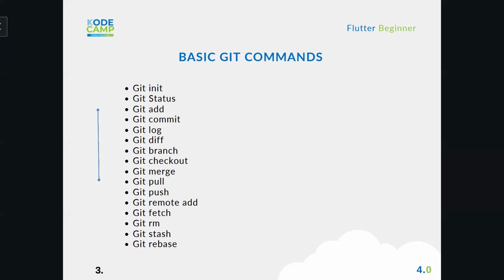Then git rm is to remove a file from the working directory and the staging area. That's basically what it does.